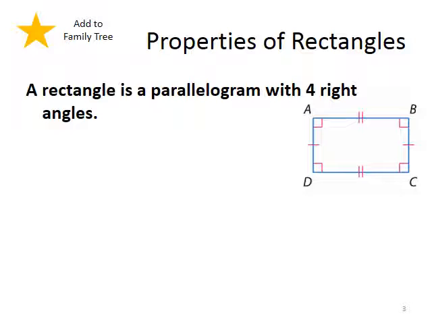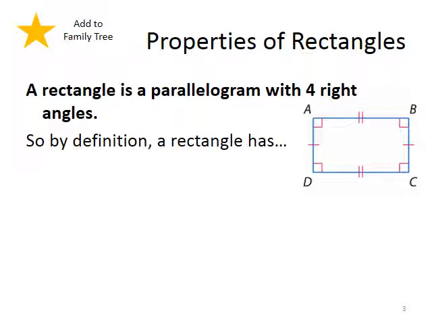As you may already know about rectangles, here's its definition: a rectangle is a parallelogram with four right angles. You know that rectangles have four right angles. That's one of the new key characteristics of a quadrilateral that is a rectangle. It's a parallelogram, but it also has four right angles. So that's something that we could add into our family tree under rectangles. By this definition, a rectangle has four right angles. That's the key thing starting out.